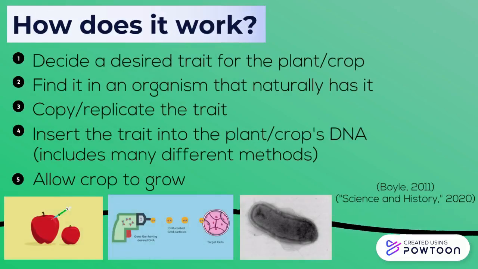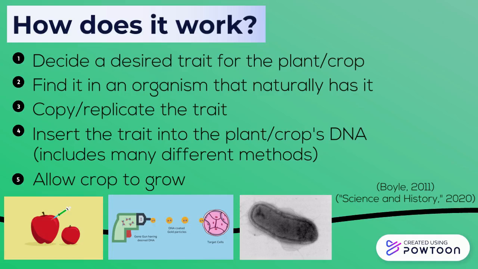How do GMOs work? Well, number one, we must decide on a trait we'd like to add to a plant or crop. For example, we'd want a plant resistant to pests. Number two, we find an organism that naturally has it. For example, Bacillus thuringiensis, or Bt. Number three, we copy the gene. Number four, we insert the trait into the plant or crop's DNA.